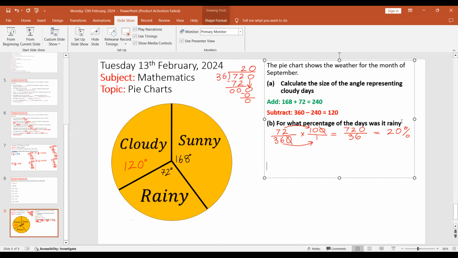So that means that 20% for the month of September, it rained 20% of the times, right? So this is another good question. How many days are there in the month of September? Anyone know? Offhand?